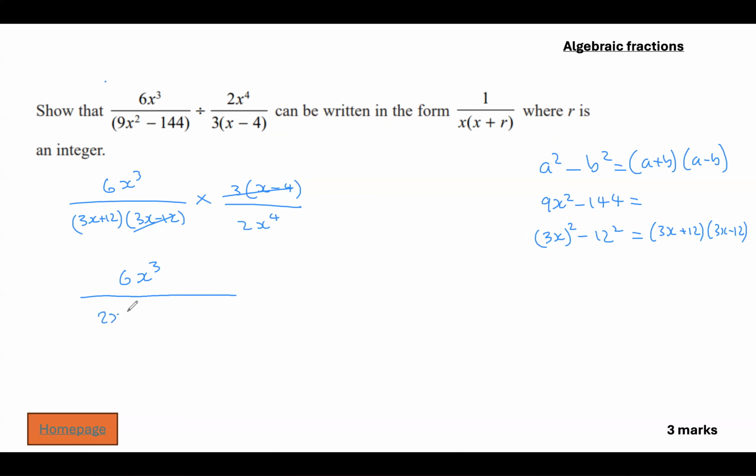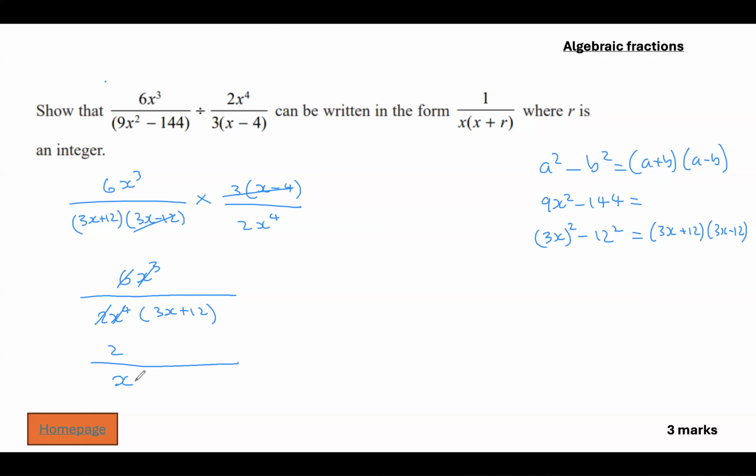So what we have is 6x cubed over, so this becomes a 1, over 2x to the power of 4 multiplied by (3x plus 12). Now you might be tempted to expand the denominator, but let's just see if we can simplify. So 6 and 2, that can be simplified. 2 goes into both of them, so we are going to get 2. And then x cubed goes into both of these, so x cubed divided by x cubed is just 1. And then we have x to the power of 4 and x to the power of 3. That's going to leave us with an x.